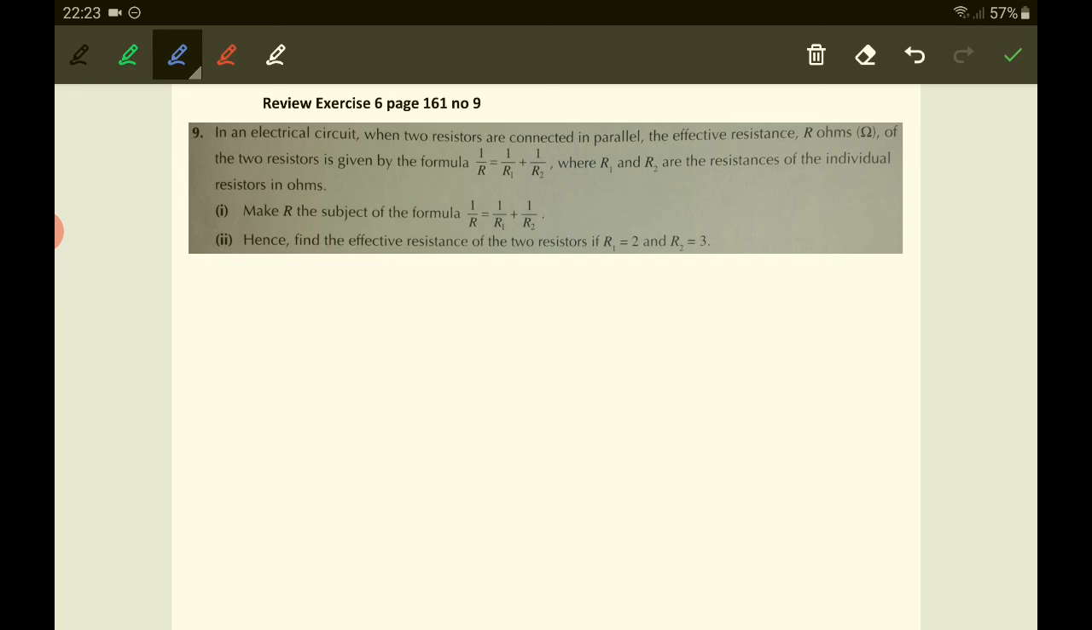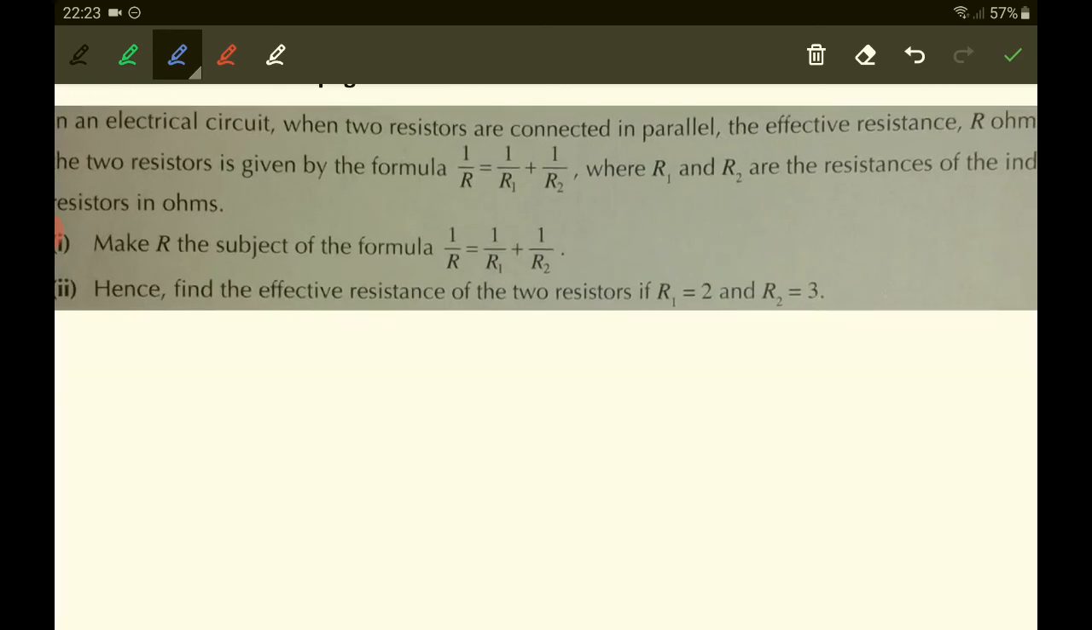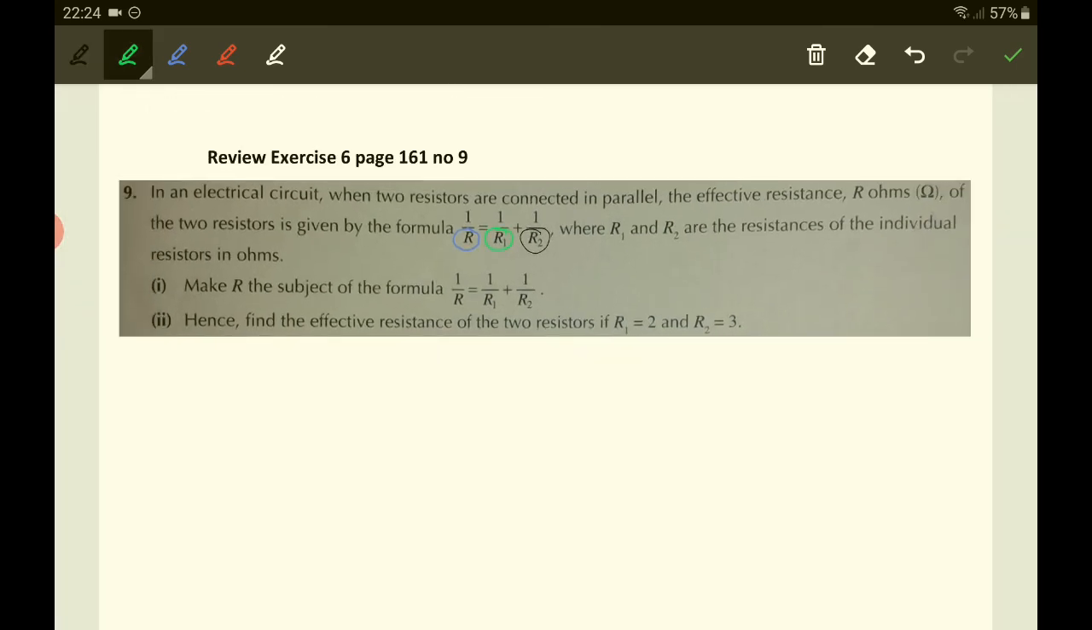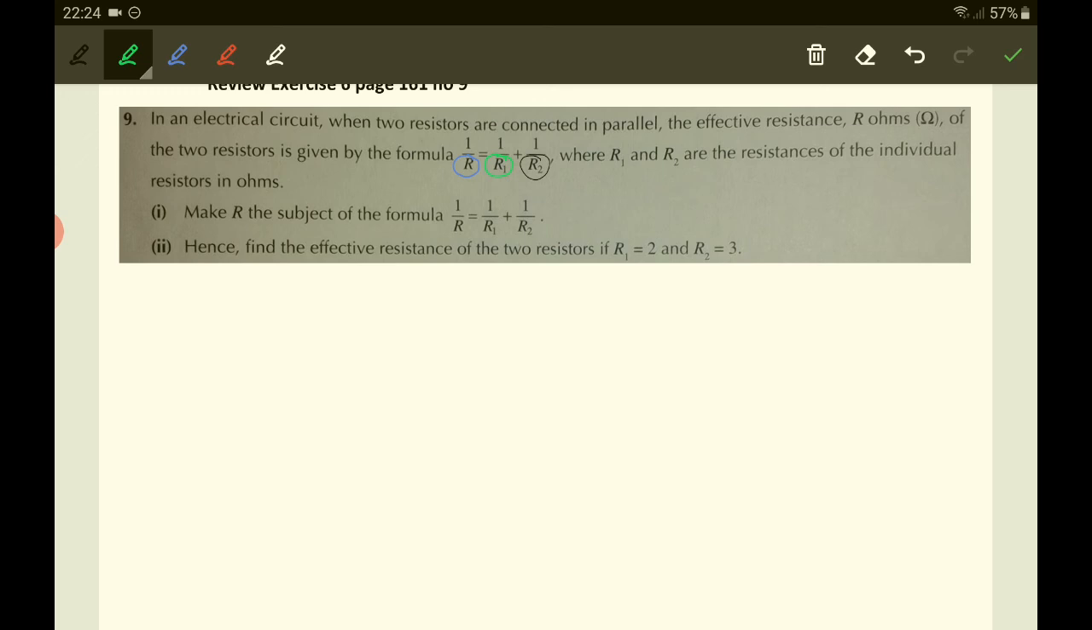1 over R is equal to 1 over R1 plus 1 over R2. So basically here we are facing three different variables. This is variable 1, this is variable 2, and this one is variable 3, R2. R1 and R2 are different, they are not the same, so be careful with that. So we're facing three different variables, where R1 and R2 are the resistances of the individual resistors in ohm.